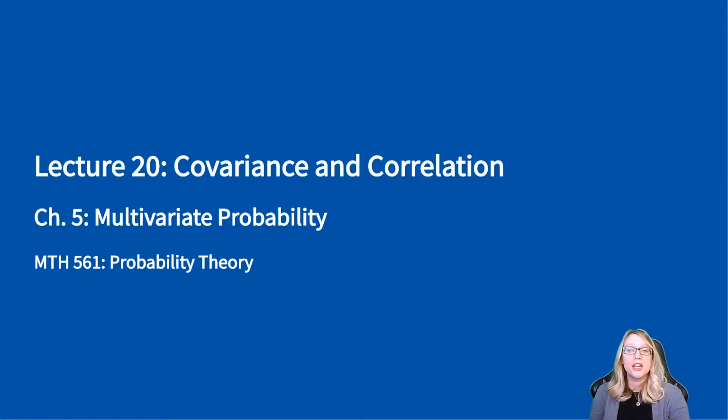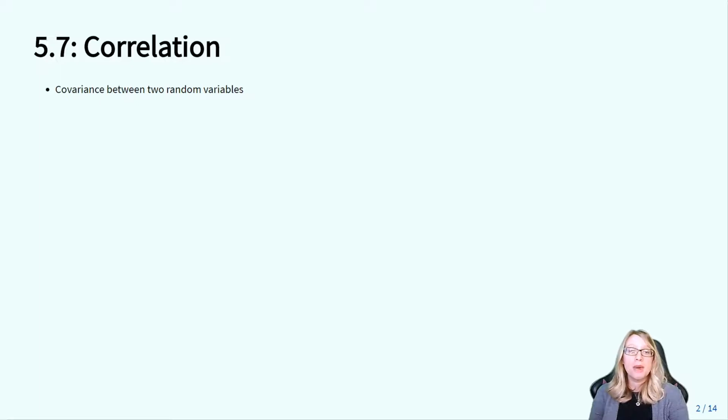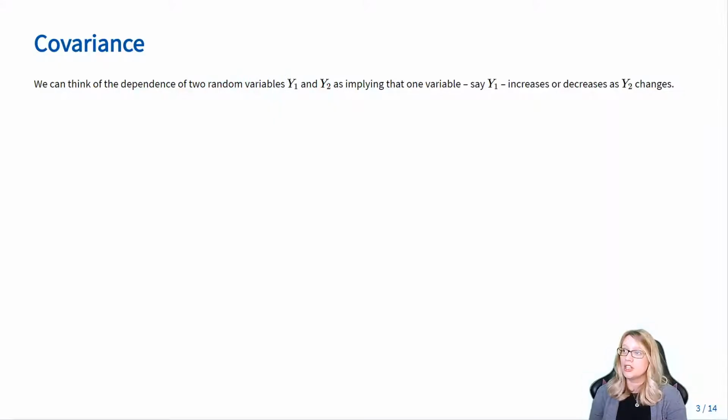Everyone. In this video, we will be talking about covariance and correlation as a way to describe the relationship between two random variables. So we'll start by defining the covariance and then introduce a corollary to covariance, the correlation. So let's talk about the covariance first.